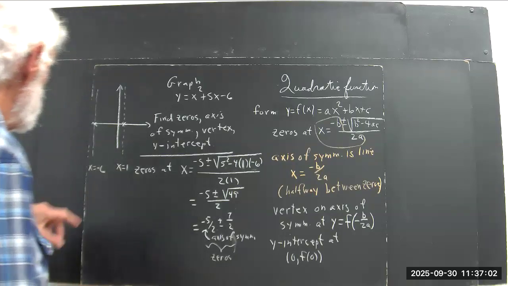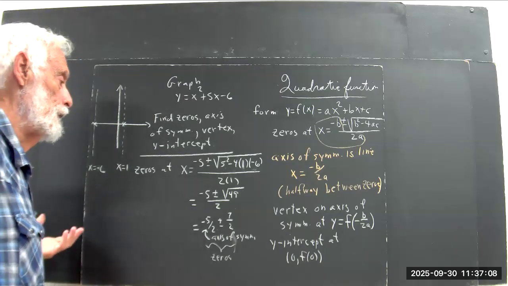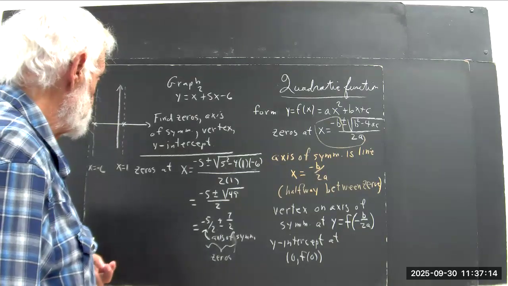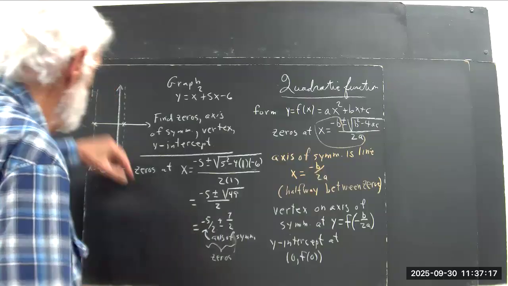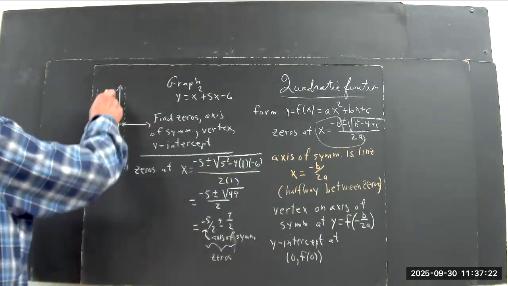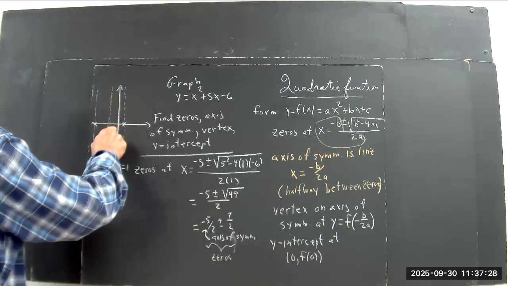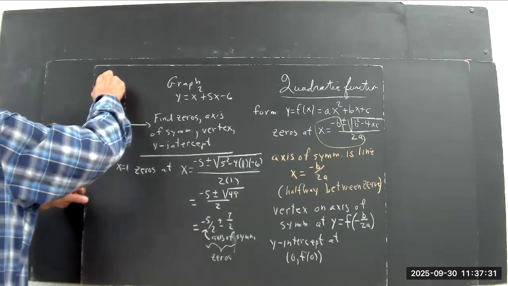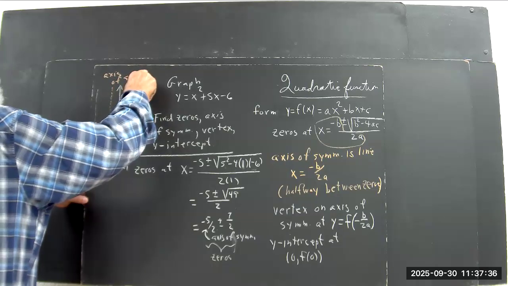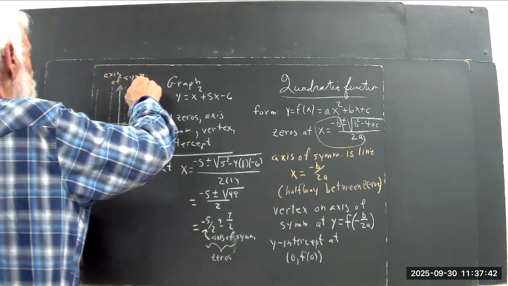Okay, so anyhow, there are your zeros. So we already have information about this graph. What other information do we have? Well, the axis of symmetry. Let's sketch that. Since I put the axis of symmetry in this different color, I'm going to put it here. It's got to be halfway between your zeros. So here's your axis of symmetry, and it's x equals negative 5 halves.